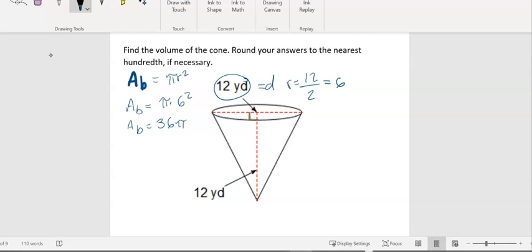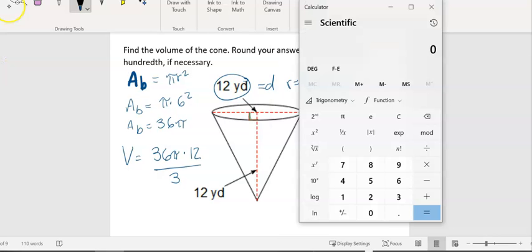So the volume equals the area of the base, which is 36 pi, times our height of 12 divided by 3. And then this is the part where we pull up our calculator. So you're going to do 36 times 12 times pi divided by 3. I got 452, and it says round to the nearest hundredth, 0.389, so it's going to be 452.39.